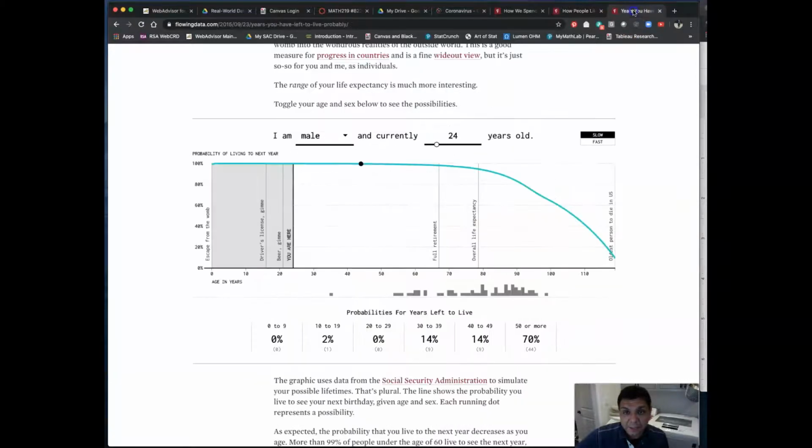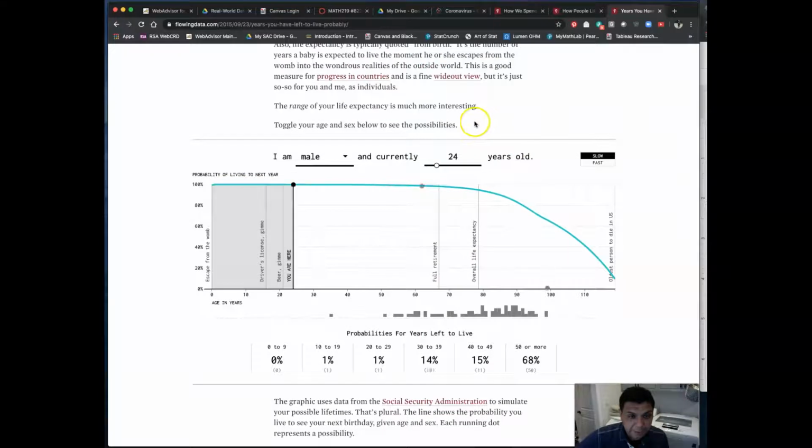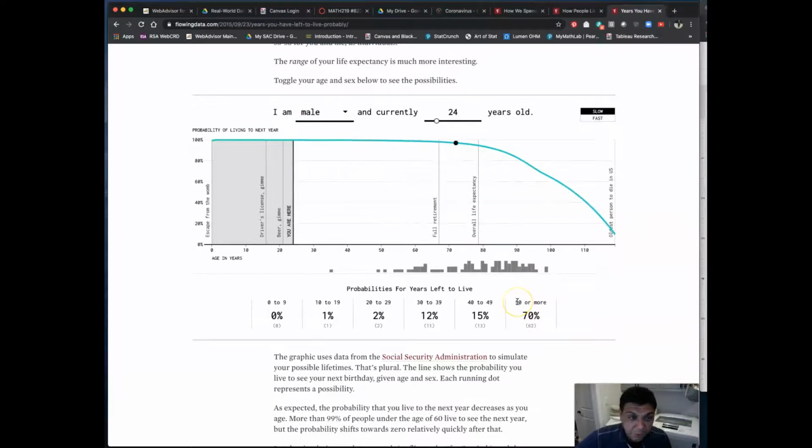Let's take a look. I thought this one was kind of interesting just because I'm getting older. For a male who's 24, you can look at an estimate of how many more years you're going to live. You can see this distribution of probabilities, 0 to 9, 10. If you're a 24-year-old male, there's a 70% chance here, approximately, that you're going to live 50 more years. So you're going to get to 74. 50 or more years, 40 to 50 years. And that was kind of interesting.